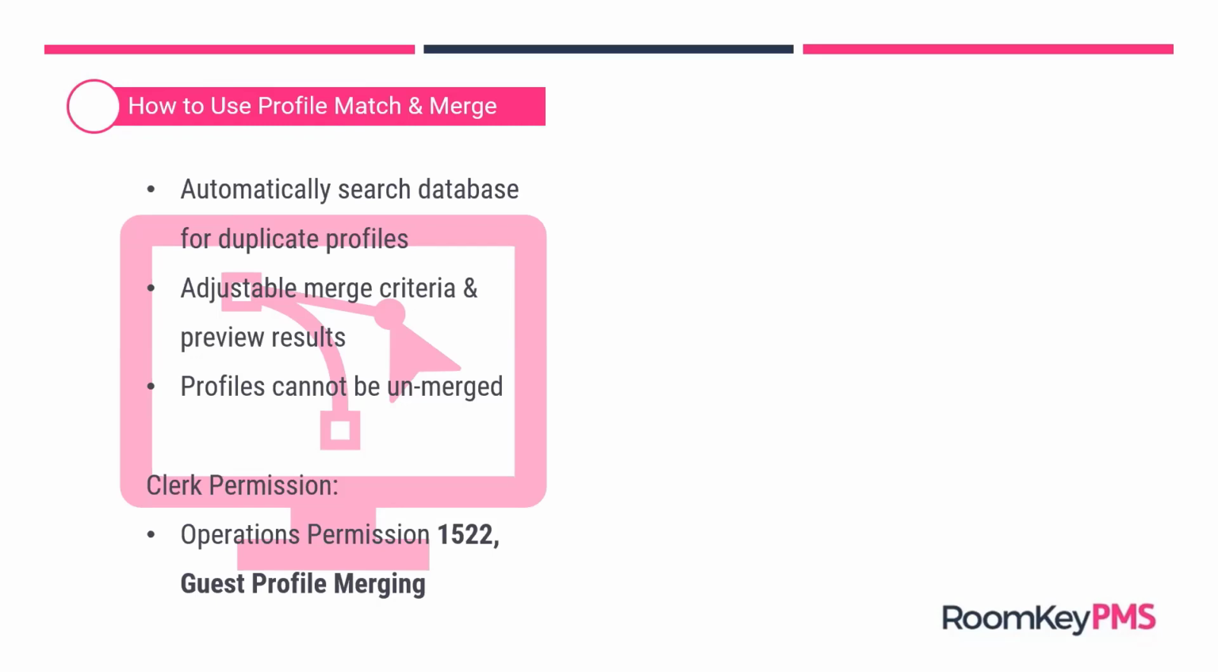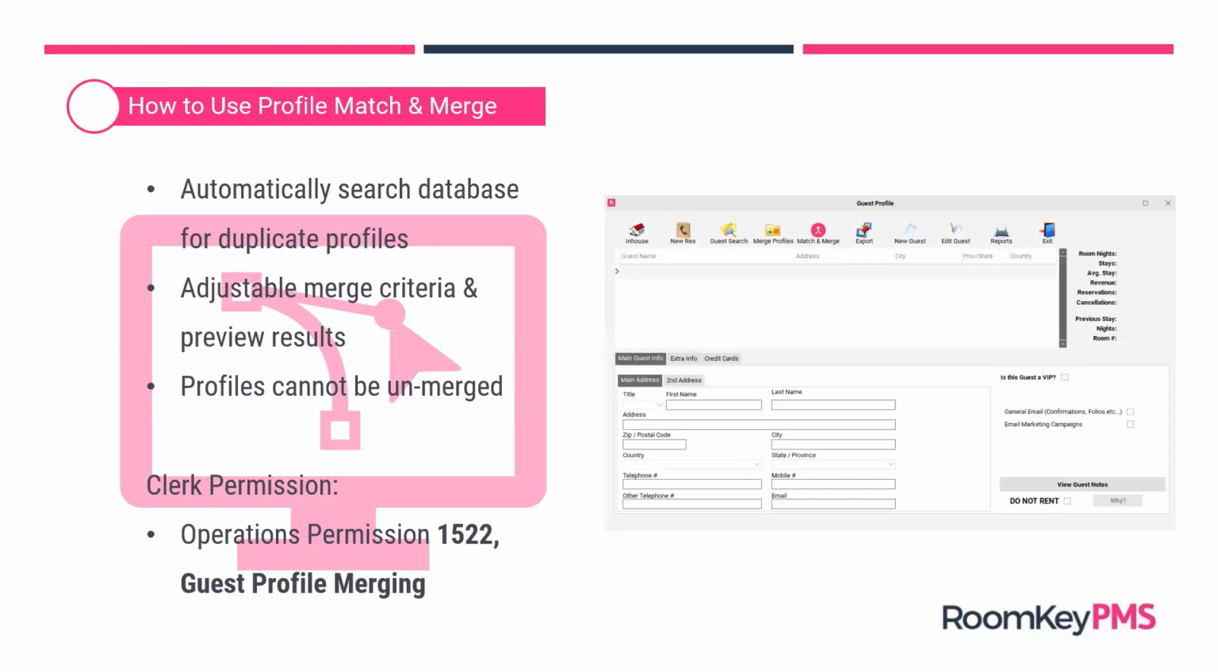But what you'll notice when you have purchased the profile match and merge product for your database, what you'll notice in RoomKey in your guest profile, in addition to the standard merge button, merge profiles, you'll also have this additional button that says match and merge. So you can go ahead and click on that button directly from your guest profile screen.